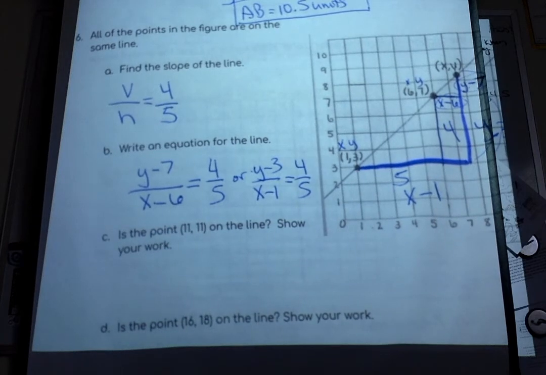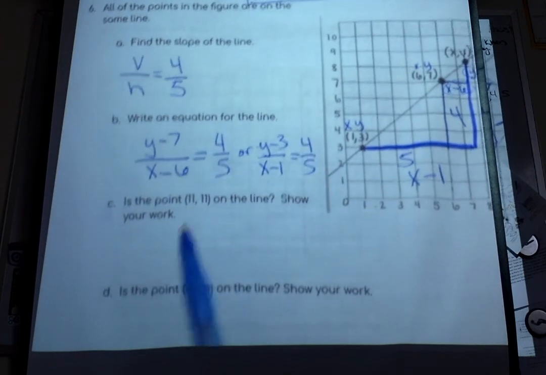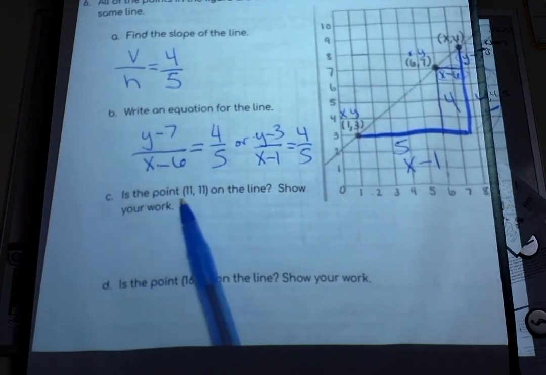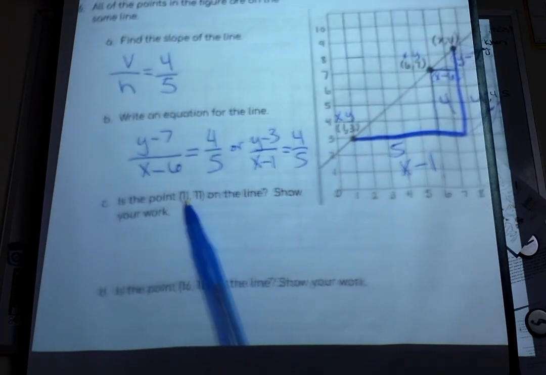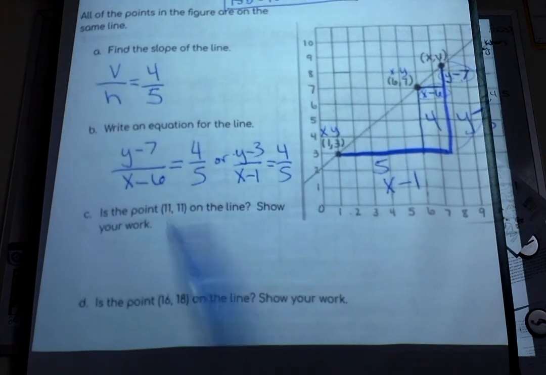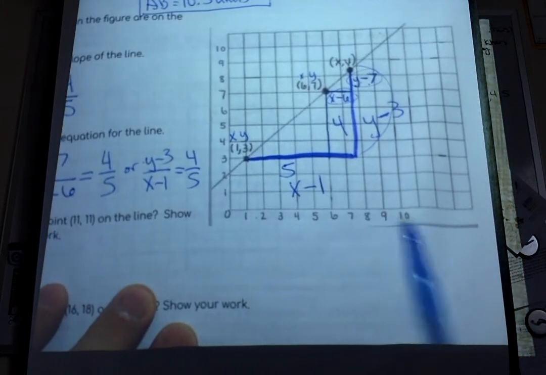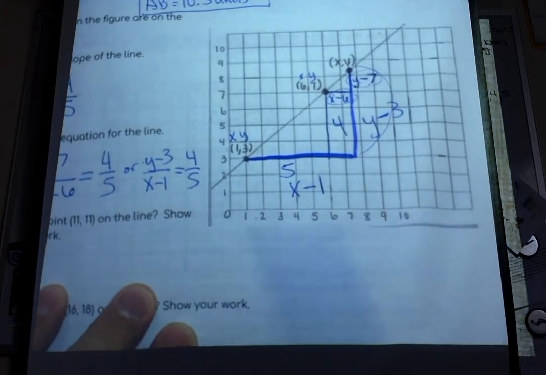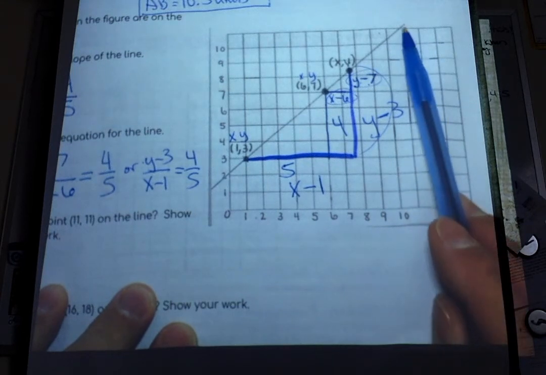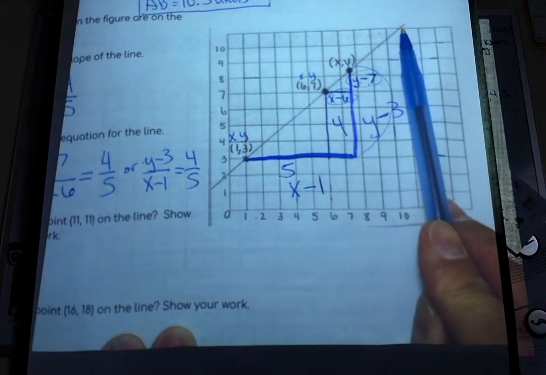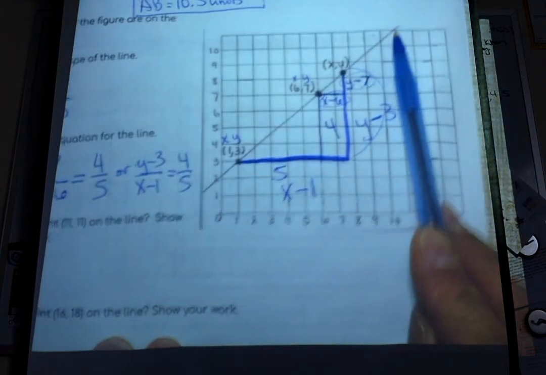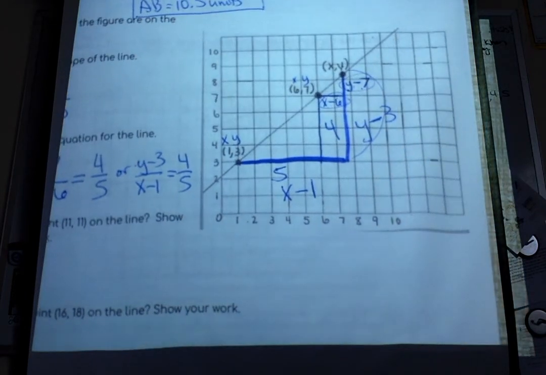So now our next point, in C, is you have to see if the point (11, 11) lands on the line. If we look at our graph, we could look at here, over 11 and up 11. Is it going to land on the graph? Yes, it will, just by looking at it. But we have to show it mathematically.